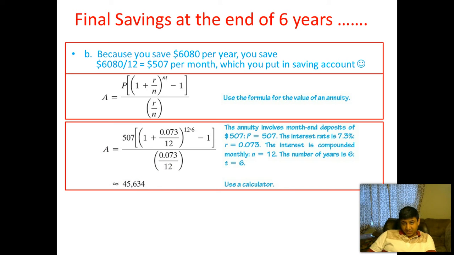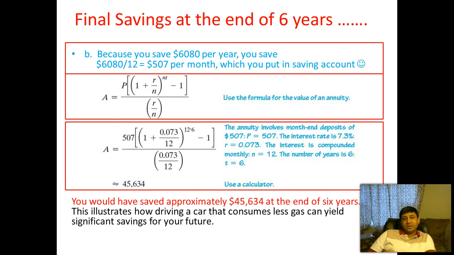Which is huge. So again, you can save a lot of money. I'm not advertising for a hybrid car here, but I'm just trying to tell you, in student life, if you choose a gas-efficient car, you can save a lot of money. That's what math tells us, numbers tell us. So you would have saved approximately $45,634 at the end of 6 years.